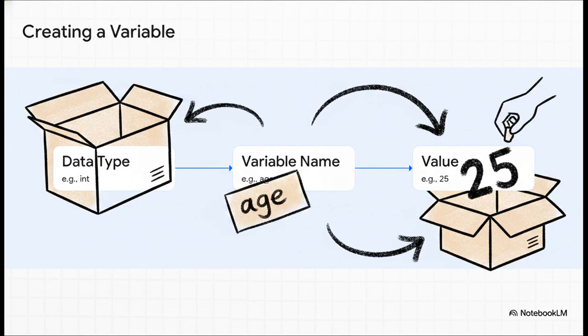Creating one of these boxes in Java just takes 3 simple steps, and they always go in this exact order. Check out the example we have here, int age equals 25. So step 1 is the data type. Here, int tells Java exactly what kind of box to build. Step 2 is the variable name. We're basically slapping a label on that box, and here we've written age on the label. And step 3 is assigning the value. We take the actual number, 25, and drop it right inside that box. Data type, name, value. It is really that simple.